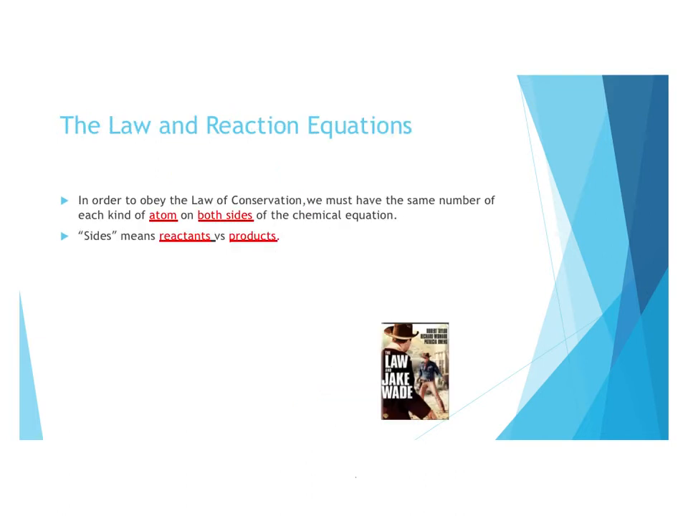So how do we solve this problem? Well, in order to obey the law of conservation, we have to make sure that we have the same number of each kind of atom on both sides of the chemical equation. So by sides, we mean reactants and products. So if I have 2 hydrogens in my reactants, I need to have 2 hydrogens in my product. If I have 6 oxygens in my reactant side, I have to have 6 oxygen atoms on my product side.